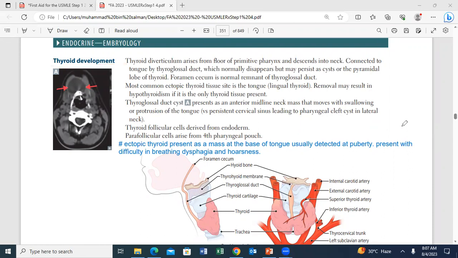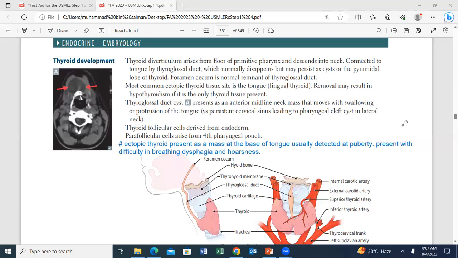The thyroid gland basically develops from the primitive pharynx. During the course of development, it descends and goes to the normal location in the neck. This structure is called the thyroglossal duct. This thyroglossal duct normally disappears. So in a normal person, there are only two remnants of this thyroid development.